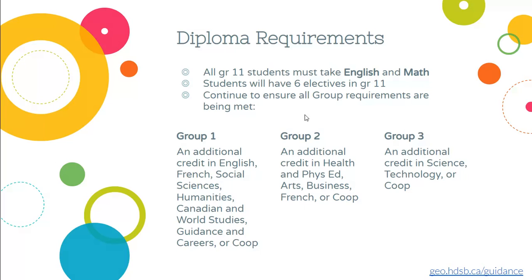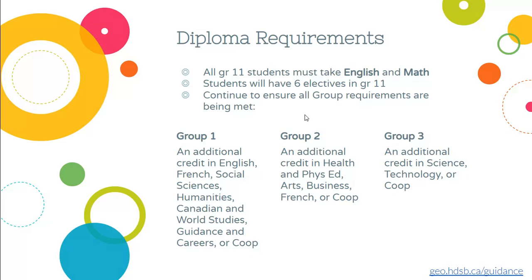In terms of diploma requirements, in order to earn your OSSD, your Ontario Secondary School Diploma, and to be on pace for that, all grade 11 students must take 1 English and 1 math course. Typically in grade 9 and grade 10, there are a lot more compulsories than there are elective courses, but that really does change in grade 11, and it really opens up for grade 11 students to take up to 6 electives. So we want students to choose their 6 electives in grade 11 plus English and math.